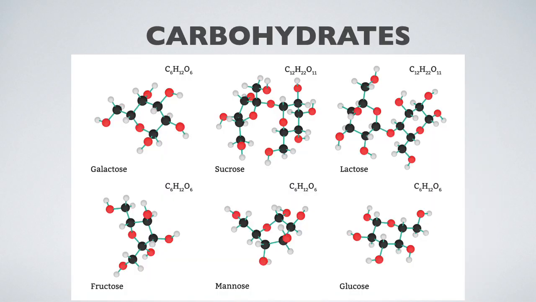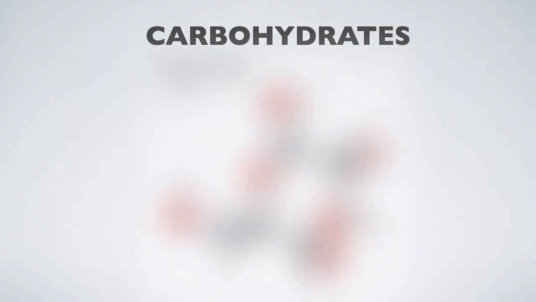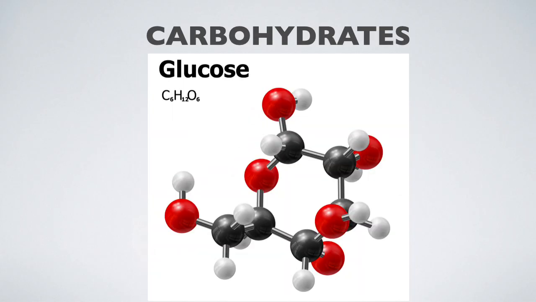Carbohydrates are molecules made up of hydrogen, oxygen, and carbon. Carbohydrates are easily broken down into simple sugars. Glucose is a very simple sugar that can be converted into energy.